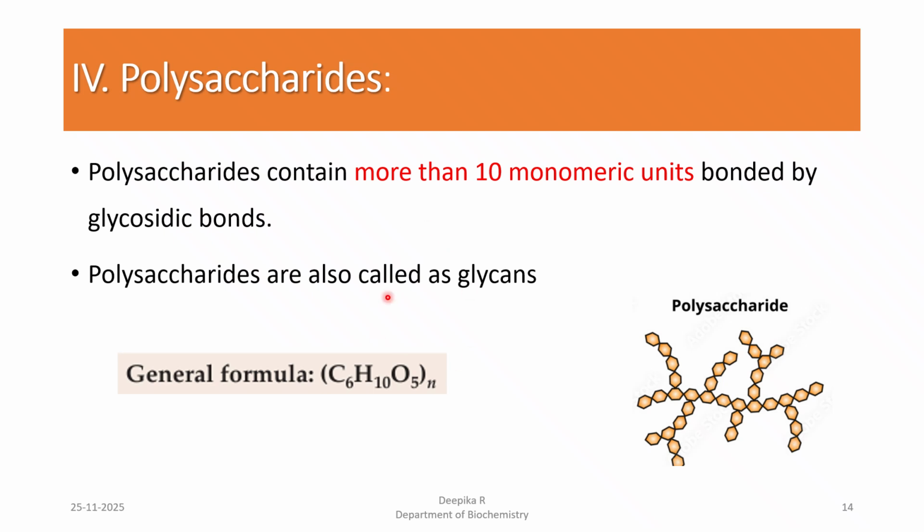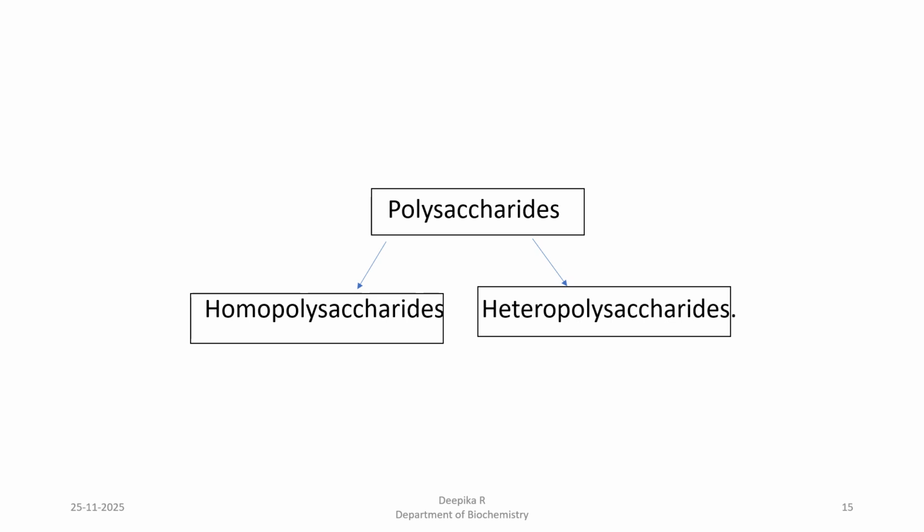The general representation for these glycans is (C6H10O5)n. So this is the basic representation of a polysaccharide. You have to remember polysaccharides will have multiple monomeric or monosaccharide units, again held by glycosidic bonds only. It has one more name, glycosaminoglycan. These are some examples. Coming to the classification of polysaccharides, they can be classified in two ways.